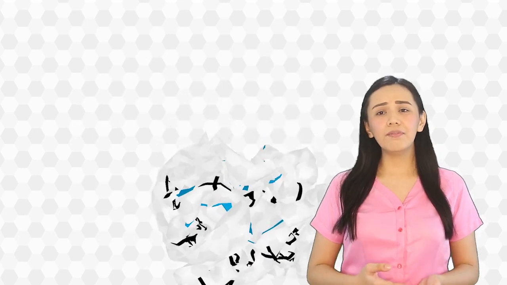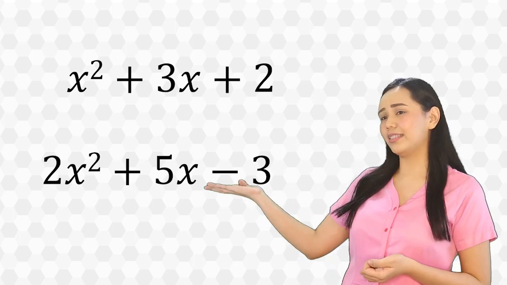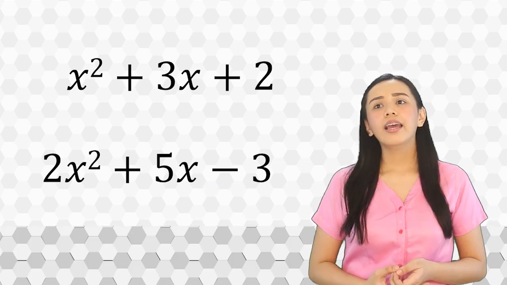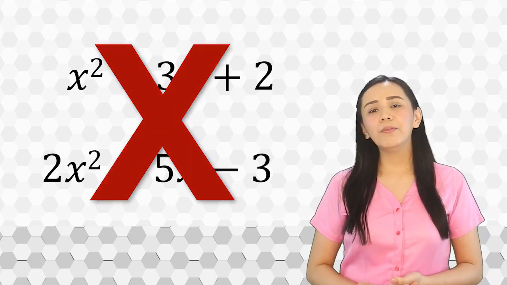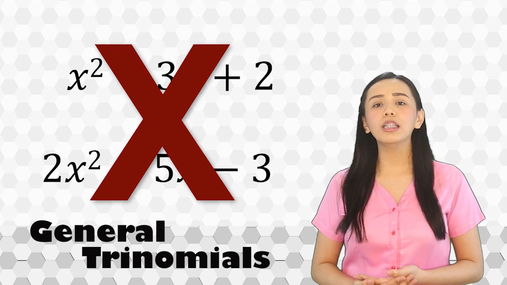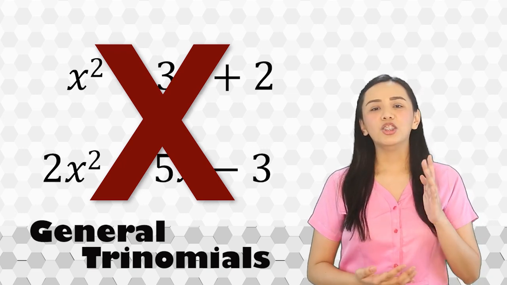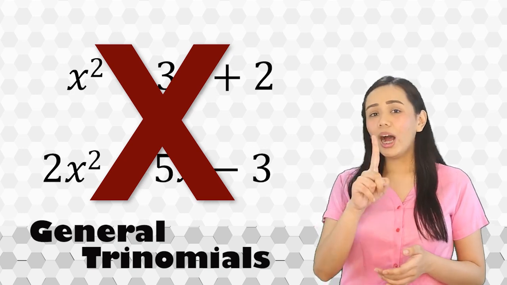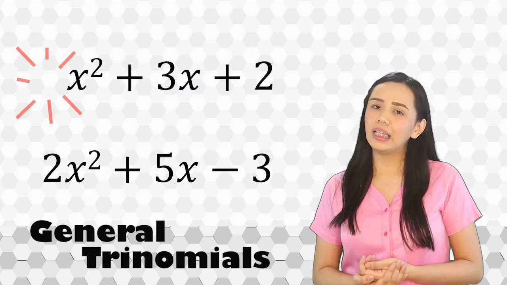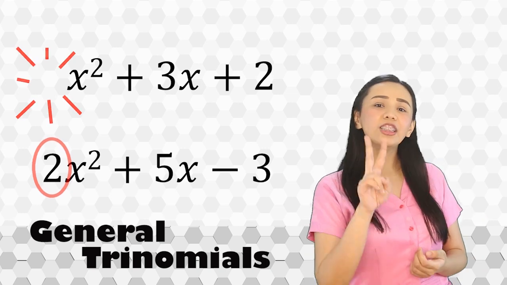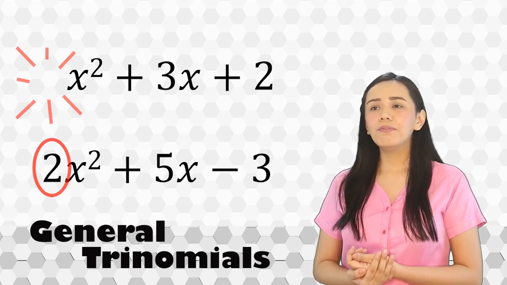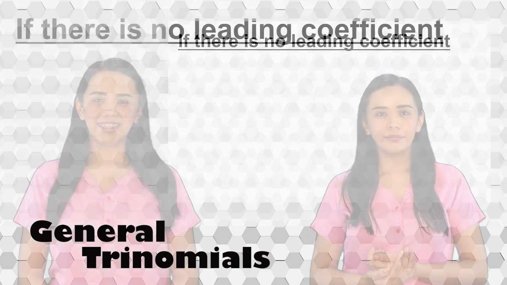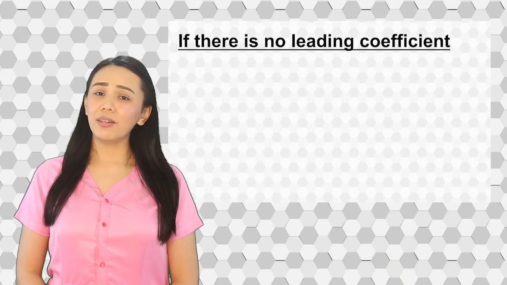What if the given trinomials are like these? Are these perfect square trinomials? If this is the case, then we have stumbled into general trinomials. General trinomials are classified into 2. One is where there's no leading coefficient, and 2 is where the leading coefficient is not equal to 1.